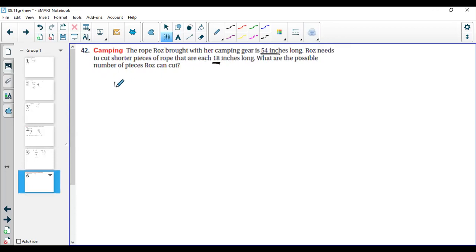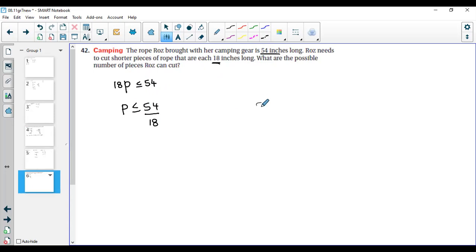The measure of each piece Rose wants is 18. We don't know how many pieces she can cut, so let's name that P. It can be 2, it can be 3, we have to find that out. The total should be less than or equal to 54 because the length of the rope is 54. If it is 54, how can you cut something more than 54? You can't. So 18 times P should be less than or equal to 54, which means P is at most 54 divided by 18.